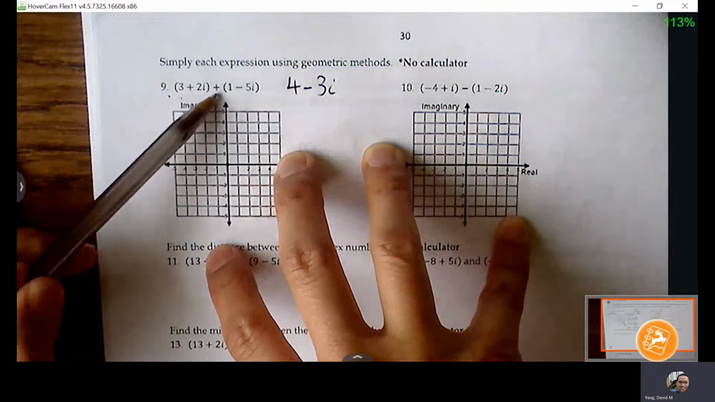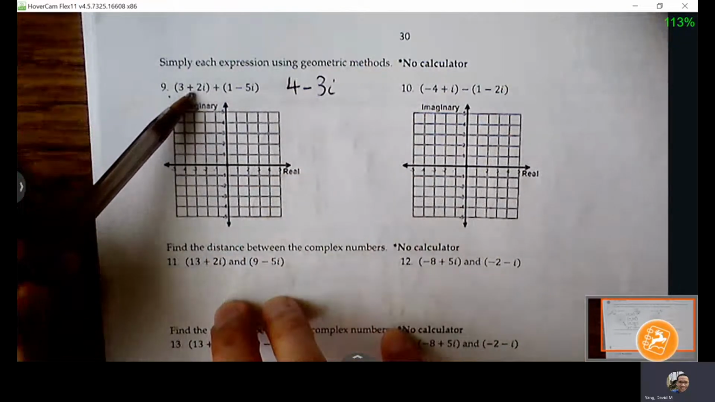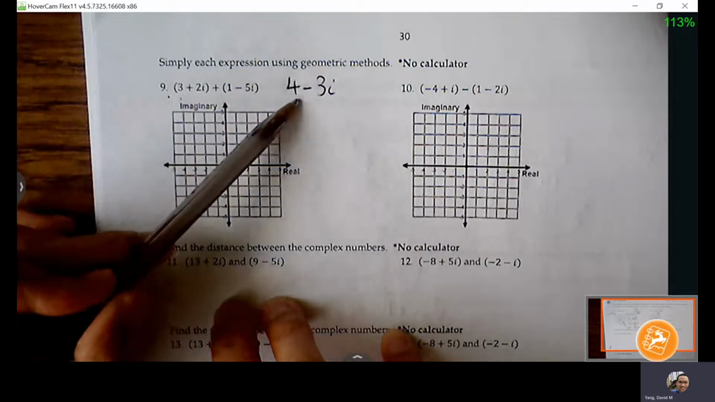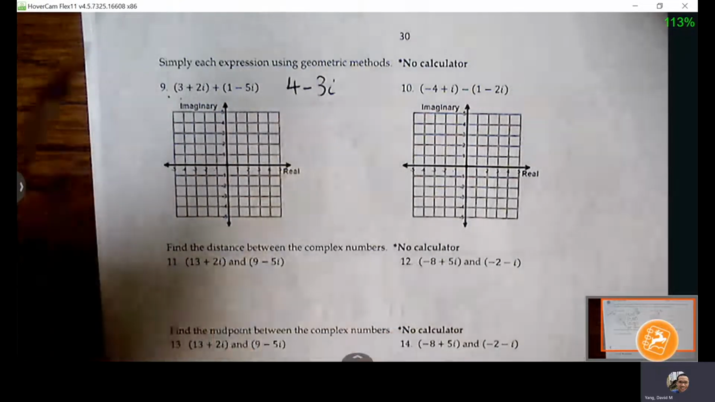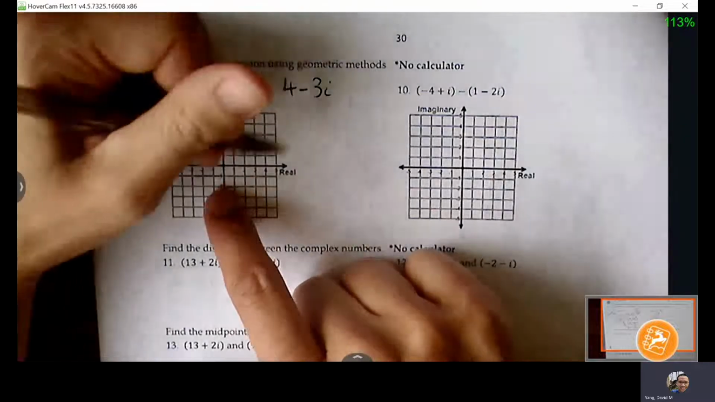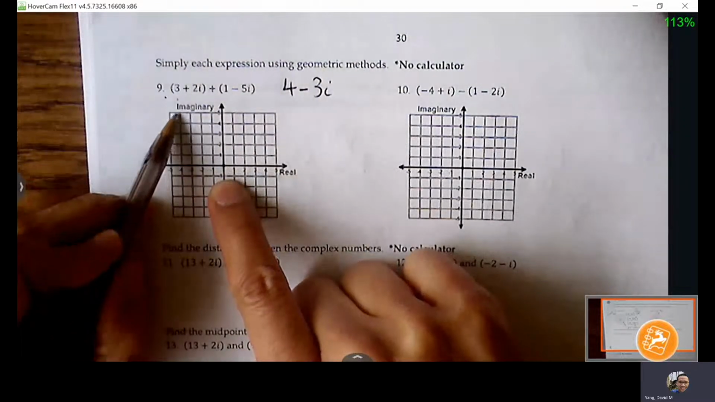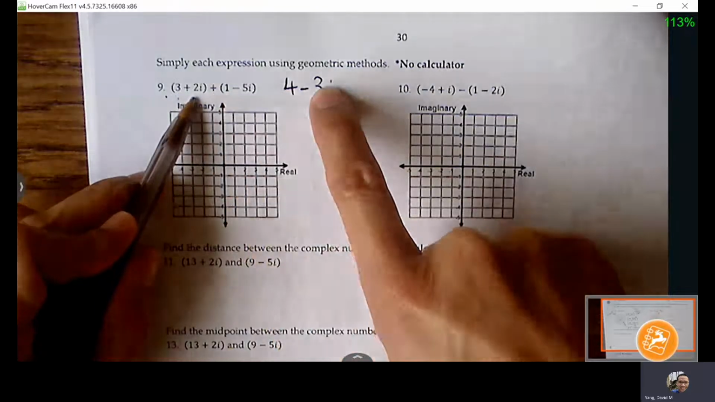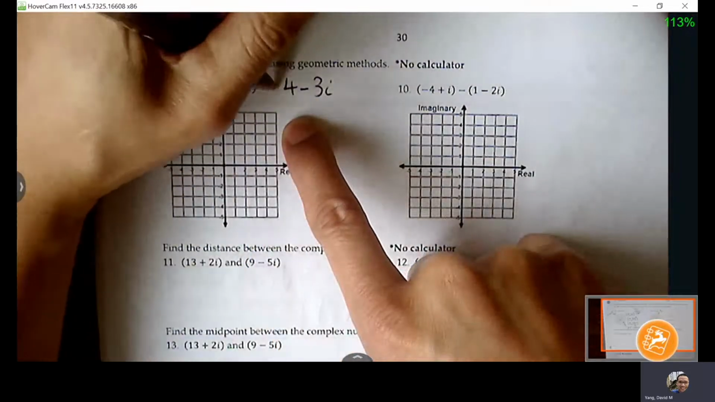I'm going to draw 3 vectors, right? Got my original vector, vector 1, vector 2, and then I'll connect those dots to create that 4 minus 3i. So 3 plus 2i is going to be, well, first off, 3 plus 1 is 4, right? 2 minus 5 is negative 3. So that's easy to do algebraically.